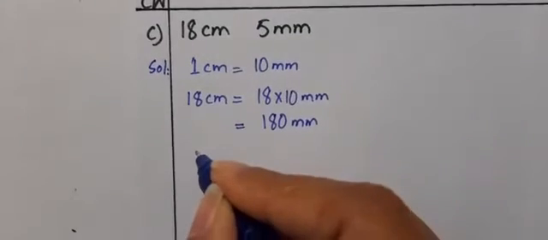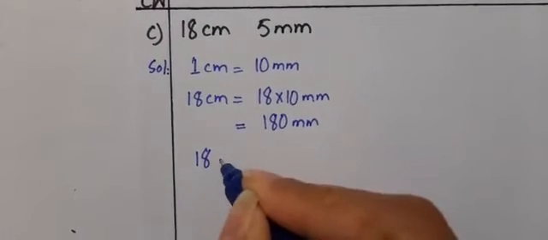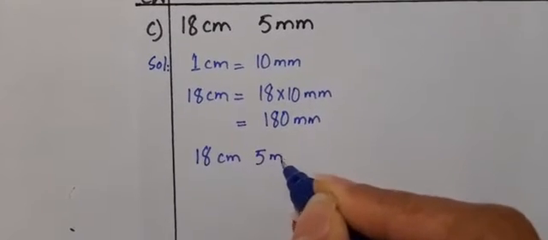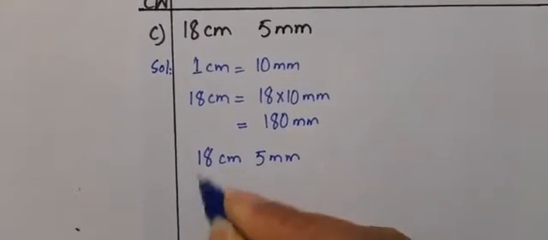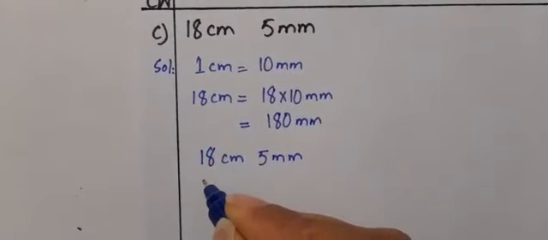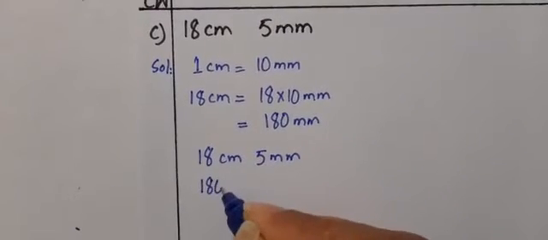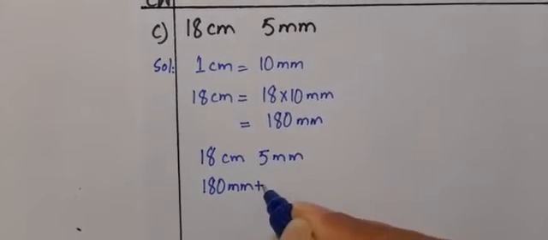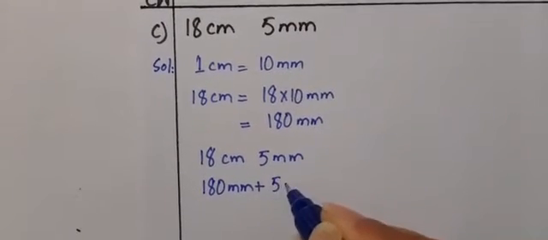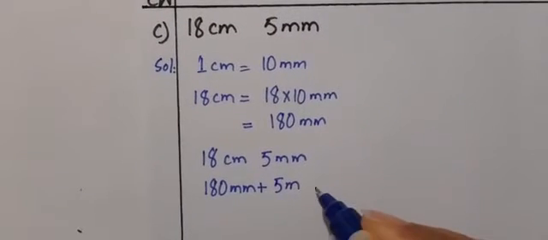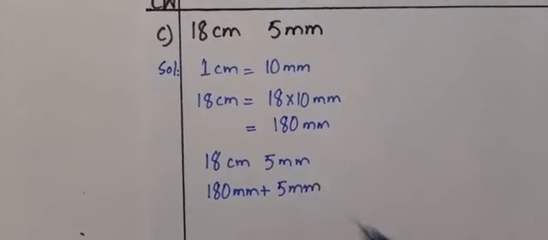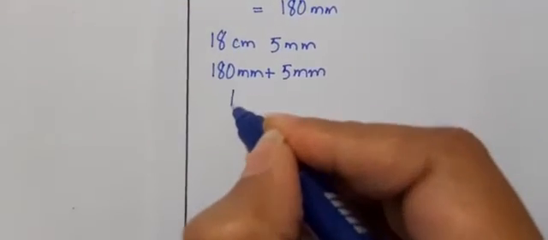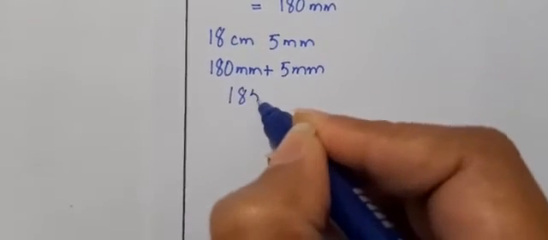I will write the sum as it is. 18 centimeters 5 millimeters, and I will write under 18 centimeter it is now 180 millimeters, and this 5 millimeters will get added in it to give the answer correctly. So 180 plus 5 is 185 millimeters, boys. 185 millimeters.